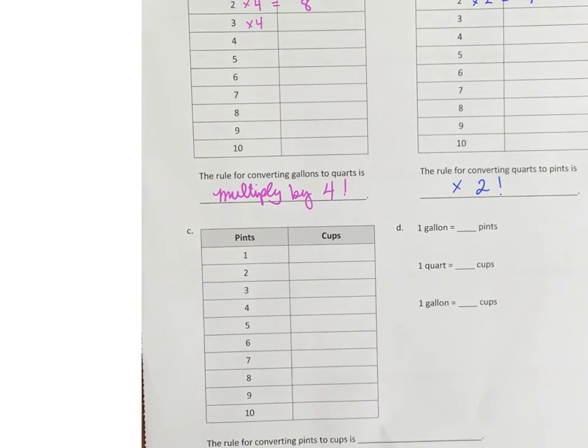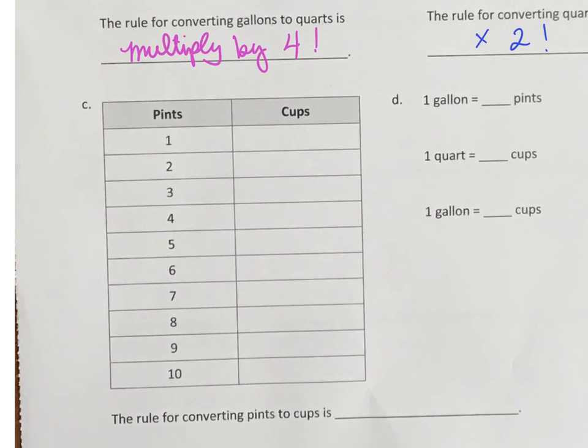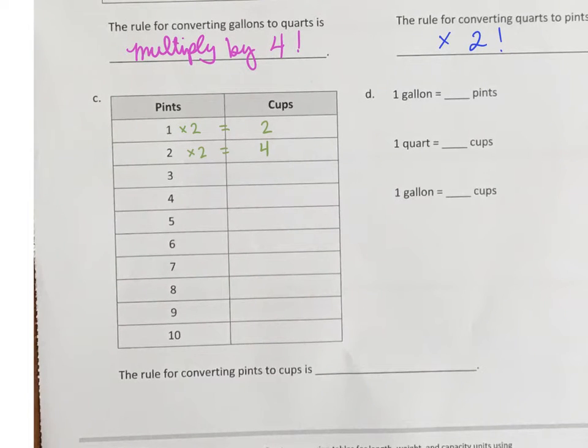All right. And the last one, when you're going from pints to cups, for every 1 pint there are 2 cups, and so the rule for this is to multiply by 2. So for every 1 pint, 2 cups. Every 2 pints, you're multiplying by 2, which is 4 cups. And you continue this pattern all the way down the table. I'm not going to fill in the rule for converting pints to cups because I bet you can do it.